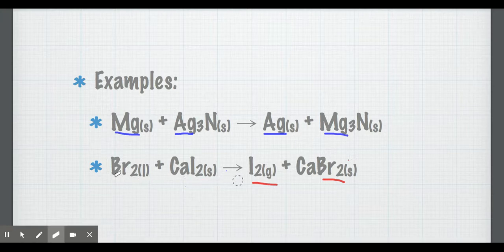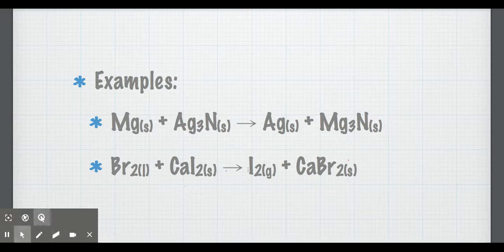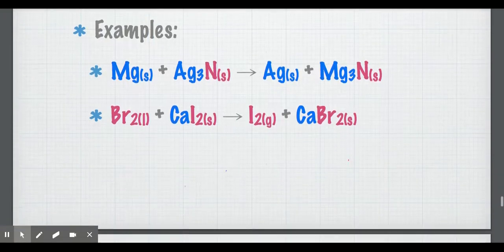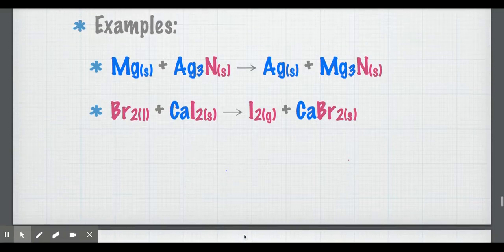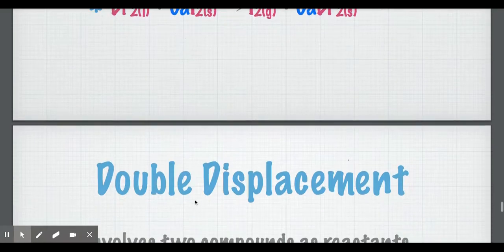Again, we know it's a single displacement reaction because we do have our plus signs on both sides, but on both sides I have a single element and a compound. So that's how I identify my single displacement reactions. Our last, that's just my color coding. Excellent. So this is a little better than my underlining.